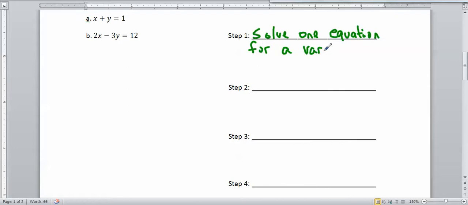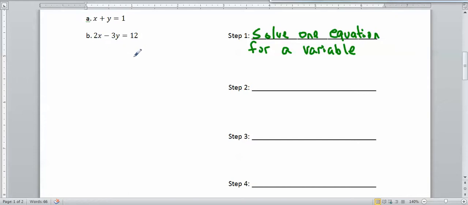Okay, so I don't need to solve both of them for a variable, although that wouldn't hurt, but I'm going to solve at least one. So I'm going to pick the easiest one to solve for a variable. I'm looking at this one, and I see 2x minus 3y is equal to 12. Well, that's going to take a lot of steps to solve for a variable. Not too easy, right? I've got to get rid of one of the variables, so either add or subtract, and then I'm going to divide by something.